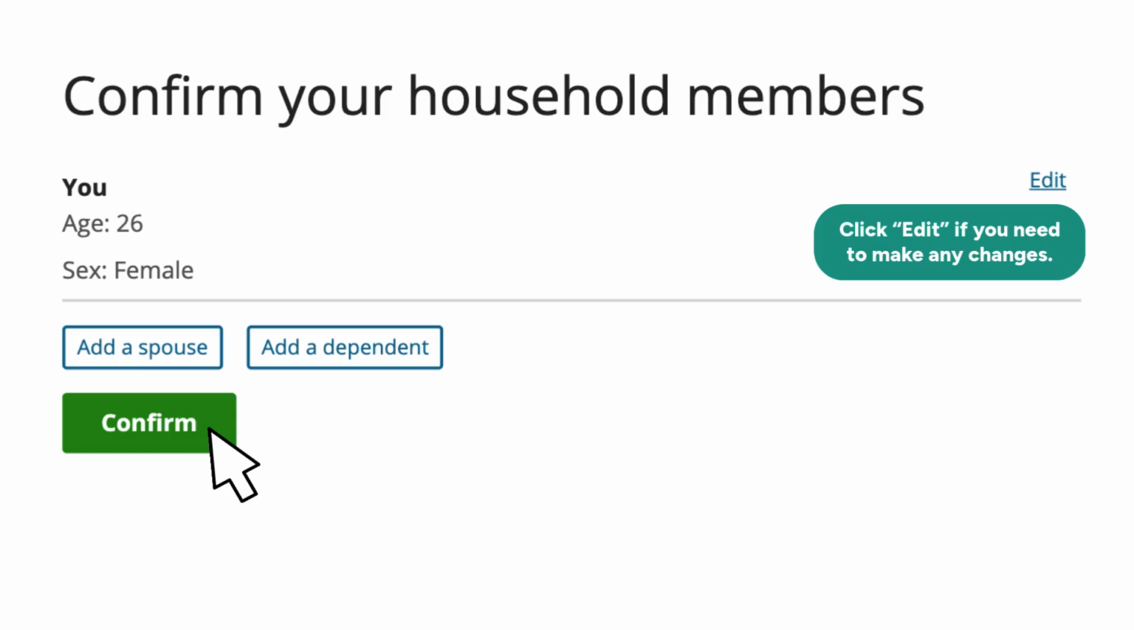This screen asks you to confirm your household members. It shows the information you entered and allows you to edit and make changes if needed. Click the green Confirm button to continue.